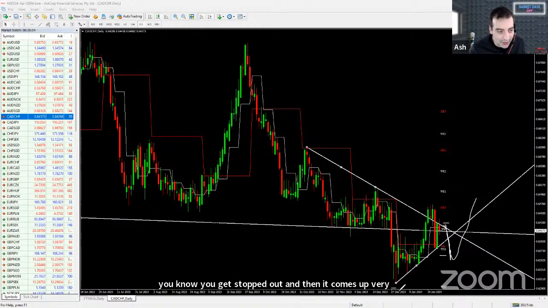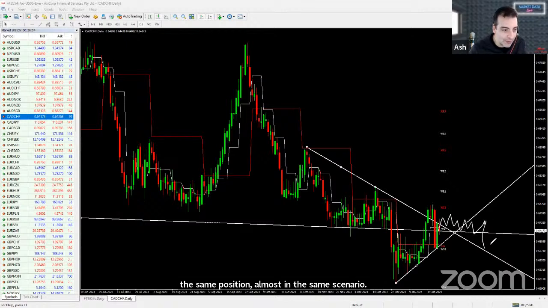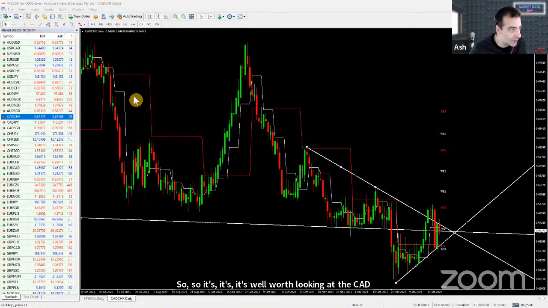But if you put your stops down here, wait for it to move, and then start to move the stops up and add the rest of the position, then you're almost in the same scenario. But the great thing is that every day it stays in this area waiting, even if it dips, it can do that for as long as it wants. As long as your stop's protected, you're getting paid. So it's well worth looking at the CAD Swiss and the dollar Swiss and all of these ones.